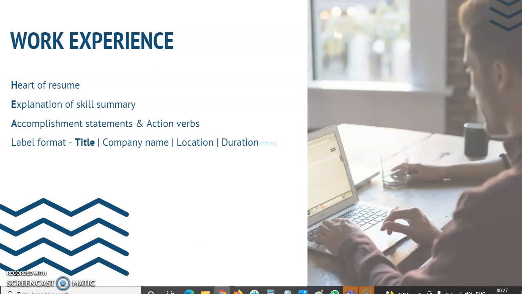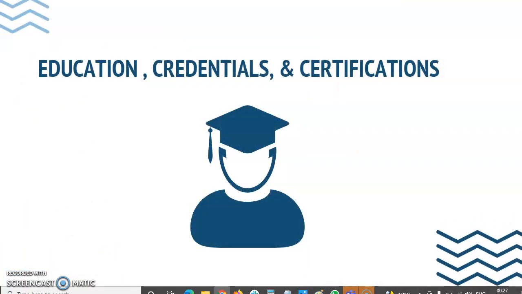Education. Education, credentials, and certifications is also an important part of a resume. Include the degree name, course duration, and any other details you feel are necessary to mention.